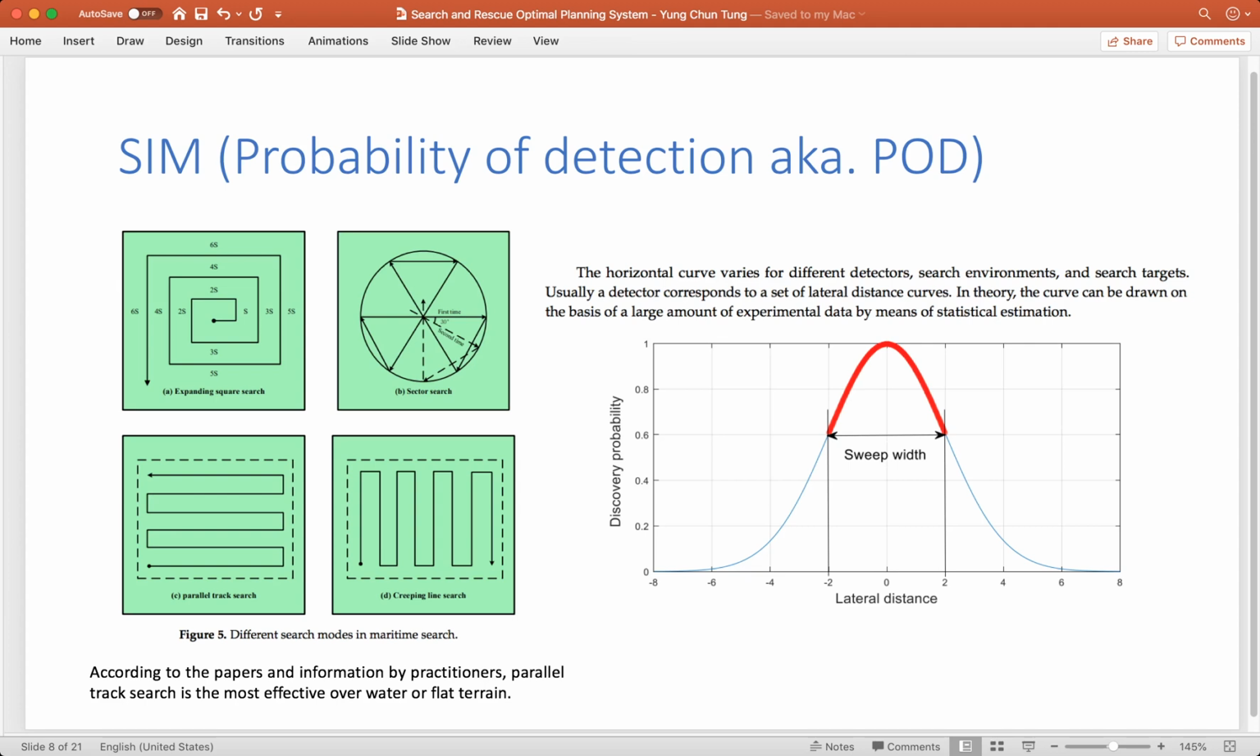And on the right hand side of this slide, we can see the lateral range curve, which describes how the probability is affected when the distance between the target and the detecting units varies. For example, if the distance between the detection unit, like a plane, and the target is very large, so it's like -8 and 8, actually it will not be seen, so the probability is very small.